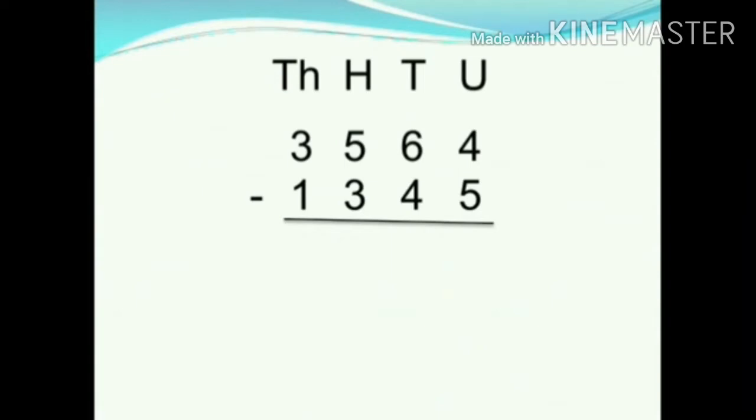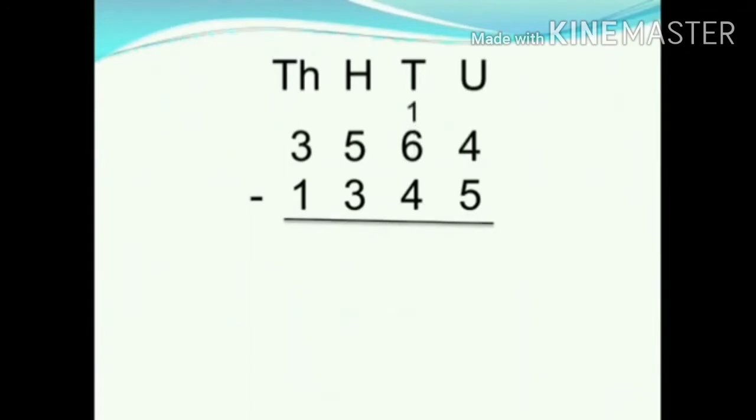1345 from 3564. It is already arranged in place value table. We will start subtraction from units place. What are the numbers in units place? In units place, minuend is 4, subtrahend is 5. Since 4 is smaller than 5, 5 cannot be subtracted from 4.